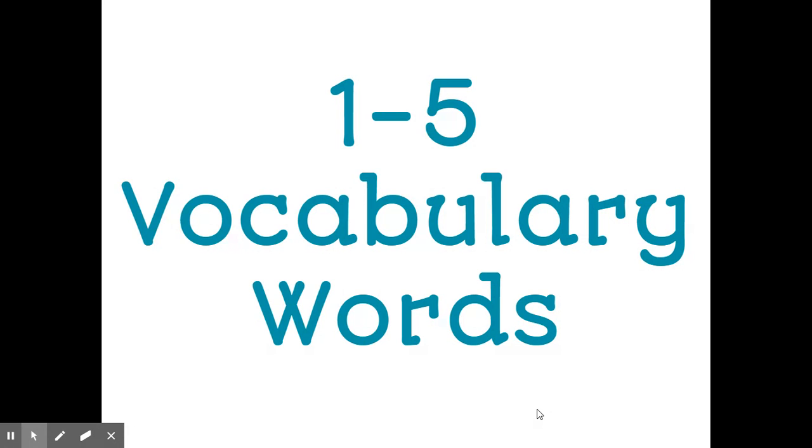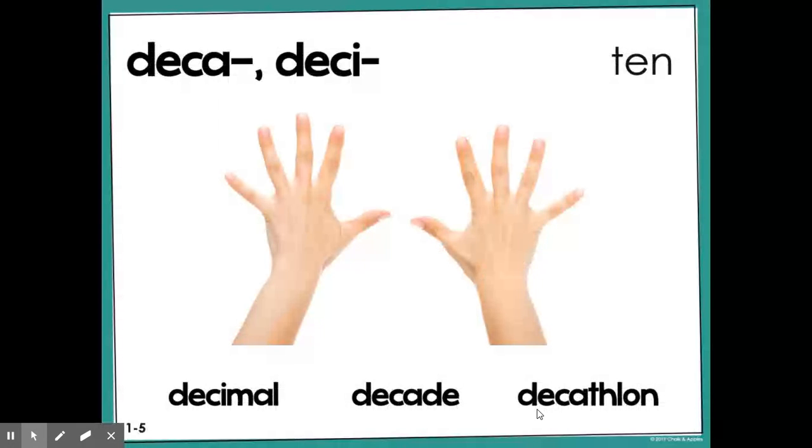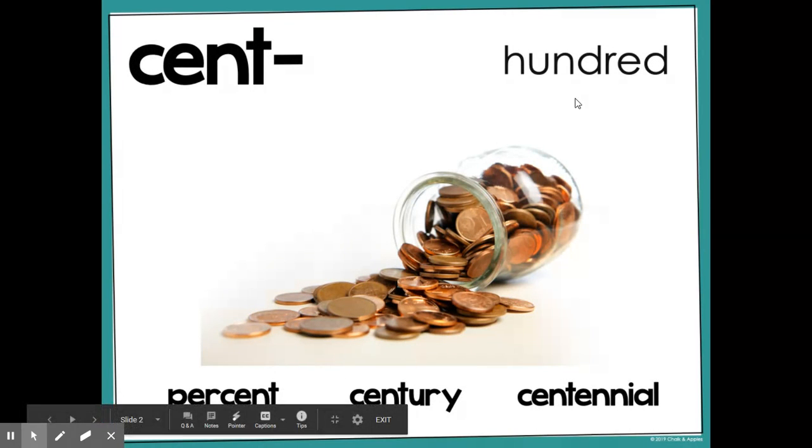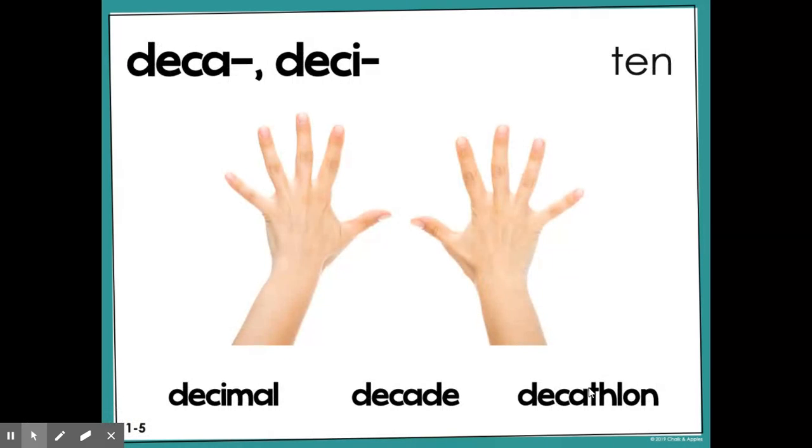This week we're going to be working with words containing cent or deca and deci. So anytime you see a word that has cent in it, it's going to have something to do with 100. So percent, it's out of 100. Century, it's 100 years. Centennial, it's a 100-year celebration. So anytime you see cent in a word, it has something to do with 100.